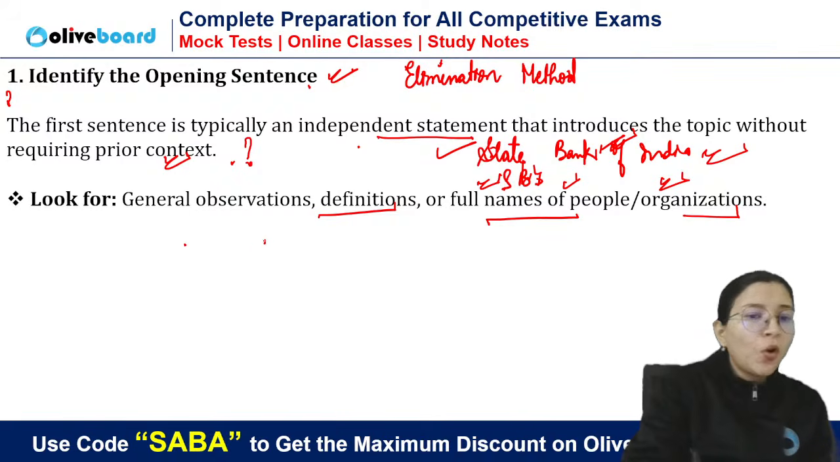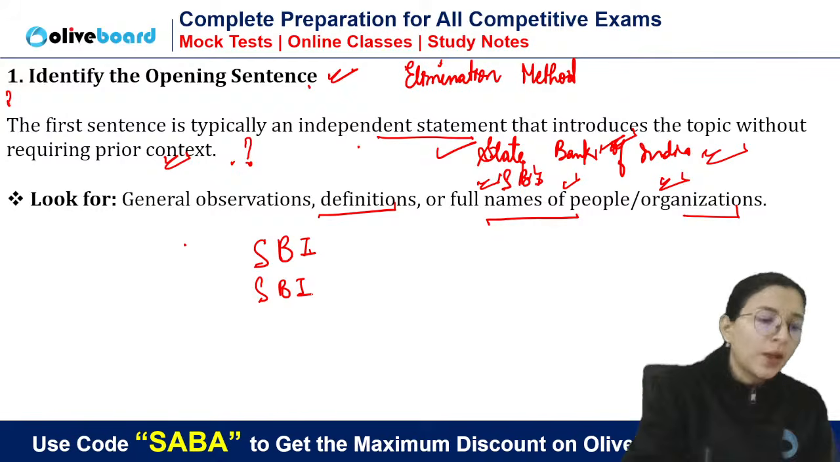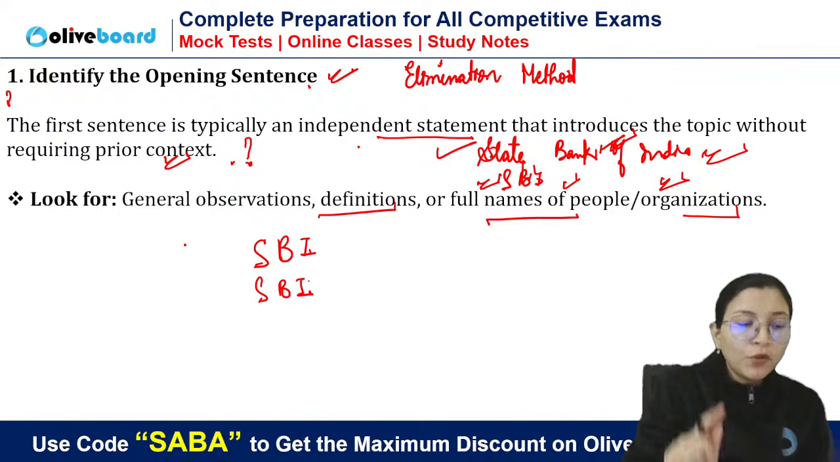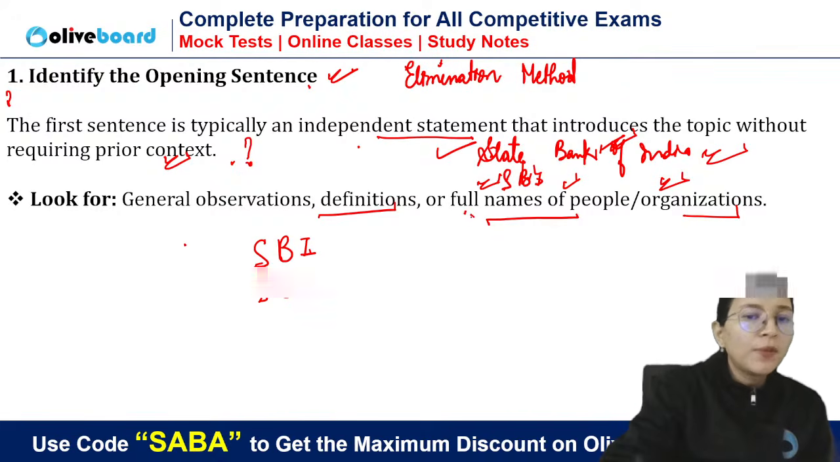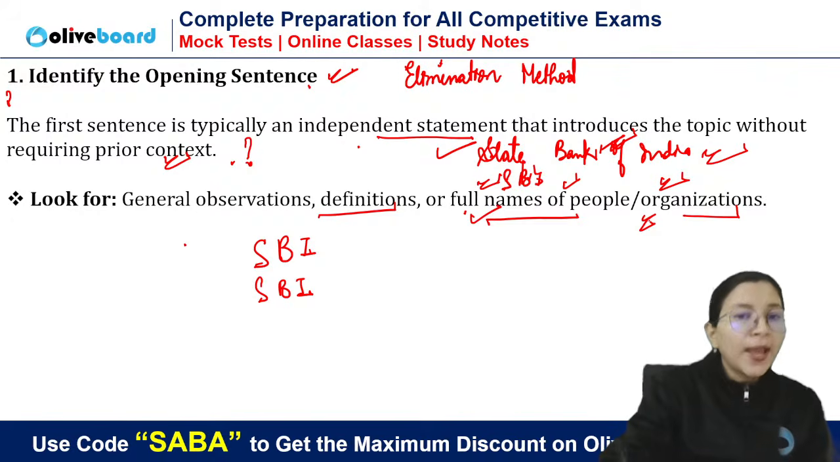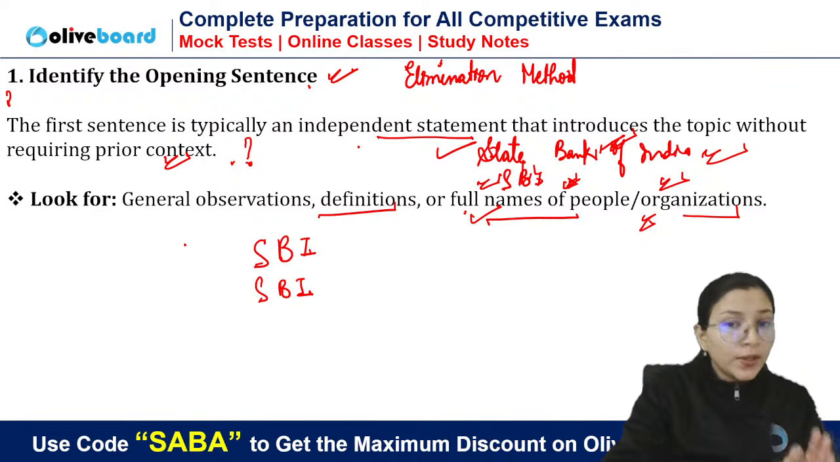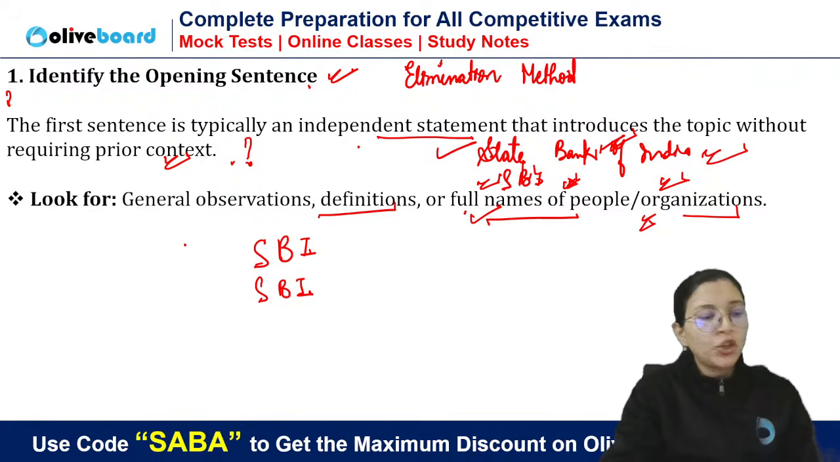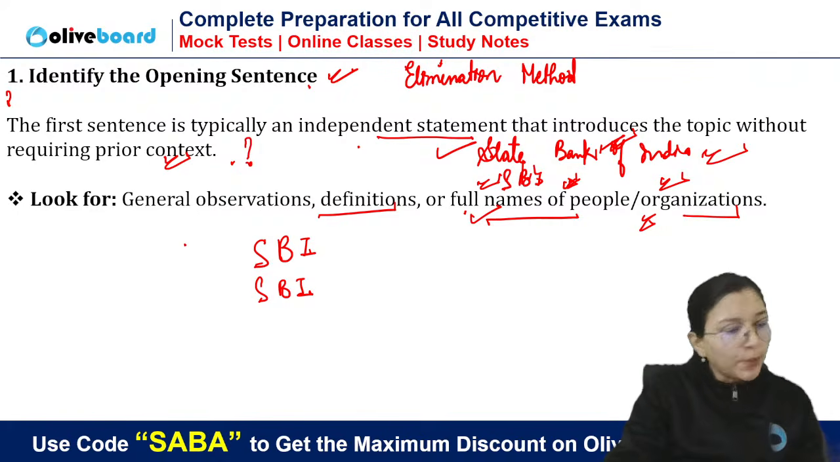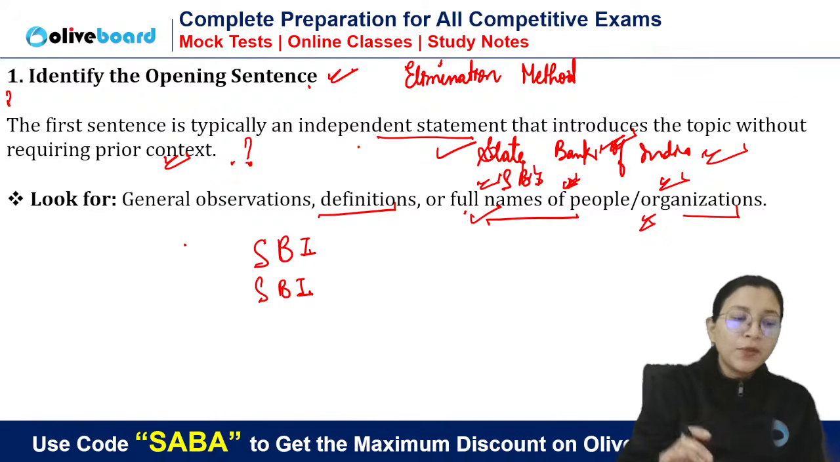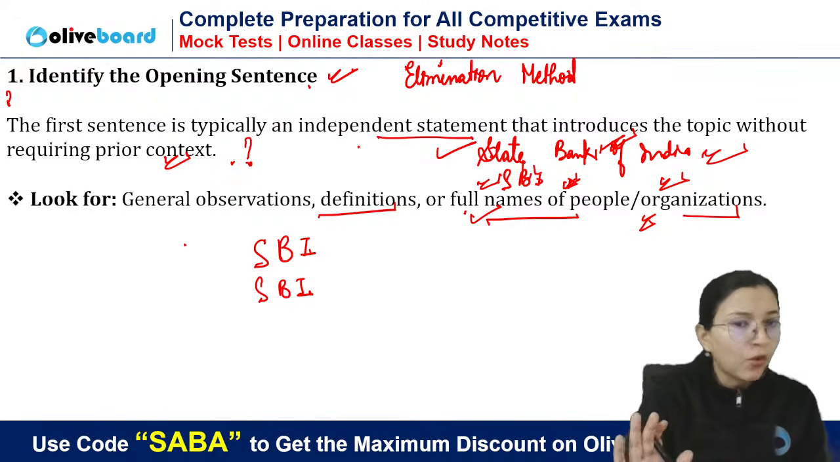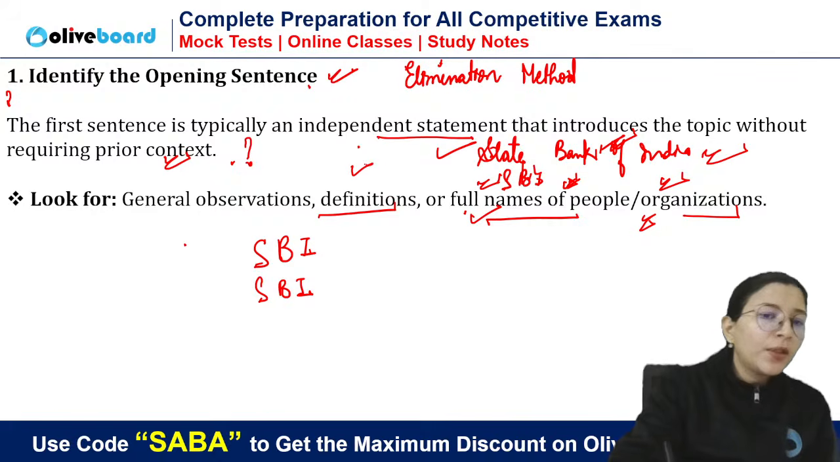See, there is a condition. If in all the sentences SBI is given, then we have no other option. We will have to put SBI first. But if abbreviation and full forms both are given, then the first sentence will be the full name of the people or organization, and then we will come to the abbreviation. Okay? But see, now listen to me. Don't say that ma'am said we can't start with an abbreviation. What did I say? If the full form is not given, only the abbreviation is given, then you have to start with the abbreviation only. But if the full form and abbreviation both are given, then we will start with the full form. Is it clear? Definitions will be given in the first sentence.